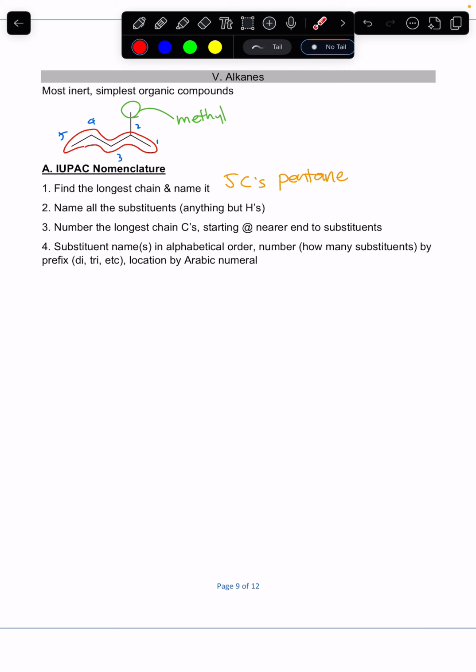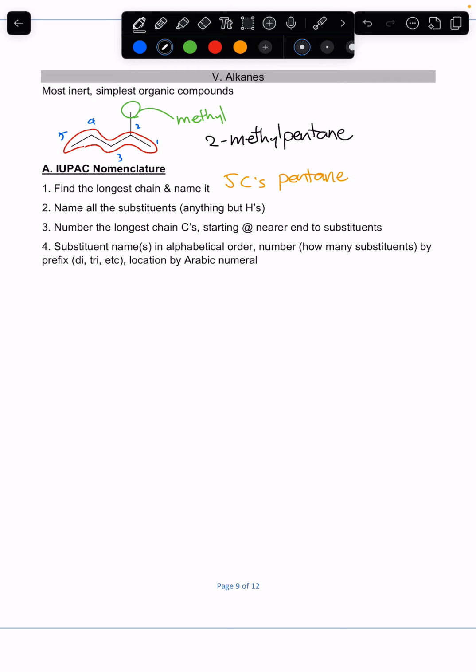The location is 2, so we're going to say this is a 2-methyl. And I want you to notice this number 2 doesn't indicate that there's 2 methyl groups. That just means the methyl group is on the 2 position, 2-methyl pentane. And notice there's no space between the L and the P there. It's one word, okay, 2-methyl pentane.